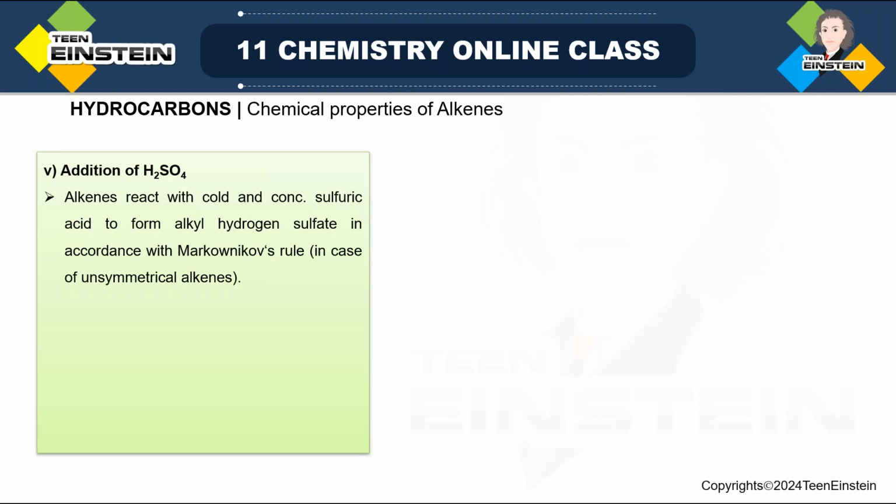The next addition after this is complete, that is addition of HX, is the addition of H2SO4. Now H2SO4, if you draw the molecule, this is H2SO4. But if you separate it, suppose this is one part, this is another part: H plus, and on the other side you have HSO4 minus.